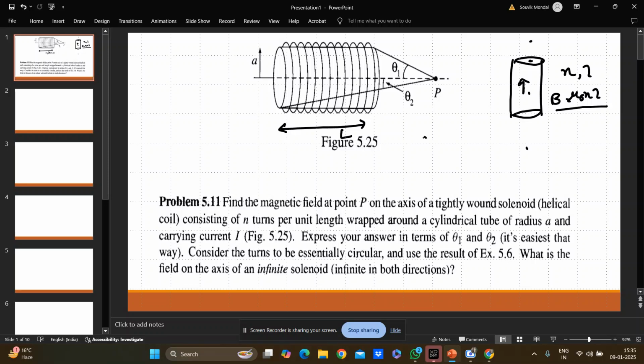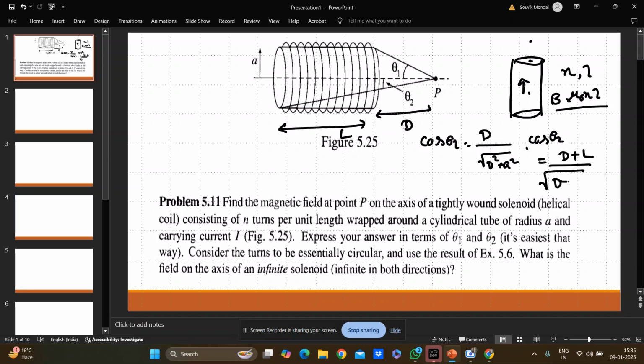Okay, so basically if the total length is L and this distance is suppose D, then cos theta 1 is D by root under D square plus A square, and cos theta 2 is basically D plus L divided by root under D plus L whole square plus A square. If D is the distance and L is the length of the solenoid, they are given in terms of angle because the final answer will look more pretty. Okay, so this is the problem.